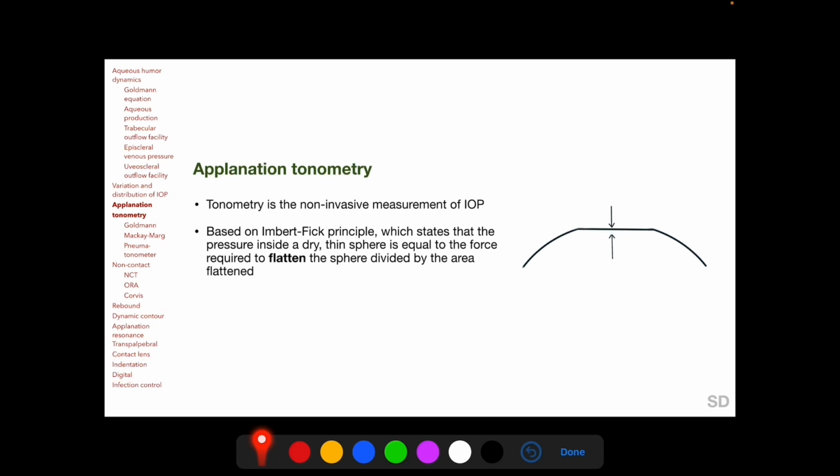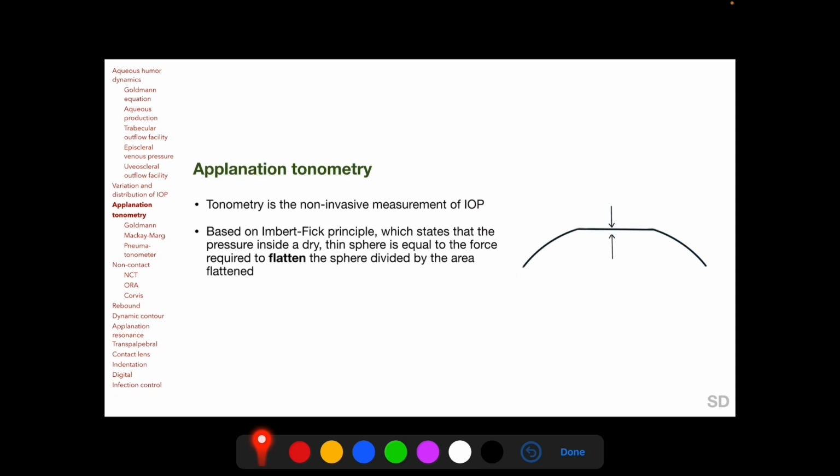pressure. Although Goldmann applanation tonometry is still considered to be the gold standard in measuring intraocular pressure, apart from Goldmann applanation tonometry, the other methods do not require the examiner to determine the endpoint of measuring intraocular pressure, and thus potentially eliminate one source of error. So the term tonometry means non-invasive measurement of intraocular pressure.